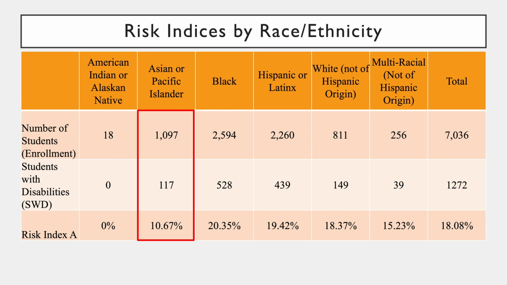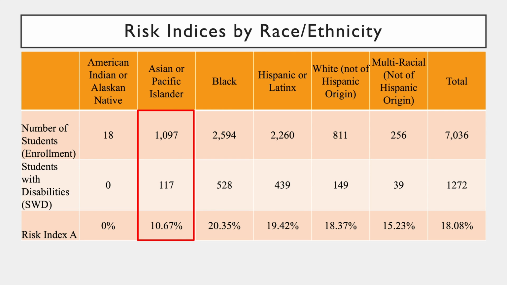We go over to our Hispanic Latinx students. They are 19.42%, which means 19% of that population are identified with a student disability. White students are 18.37%, which means that 18% of all white students are identified. Multiracial shows that 15% of all multiracial students are identified with a disability. And finally, the total column, which reflects the total enrollment, shows 18%.